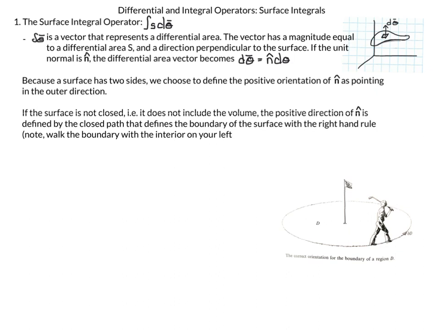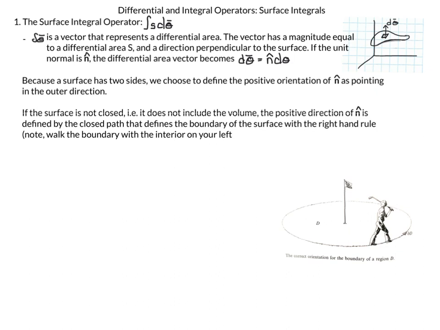Because a surface has two sides, we choose to define the positive orientation of a closed surface as pointing in the outer direction. So if we have a sphere or maybe a box, the positive orientation is pointing outwards away from the center of our closed surface. If the surface is not closed, i.e. it does not include a volume, the positive direction of the normal is defined by the closed path that defines the boundary of the surface. And we use the right-hand rule.